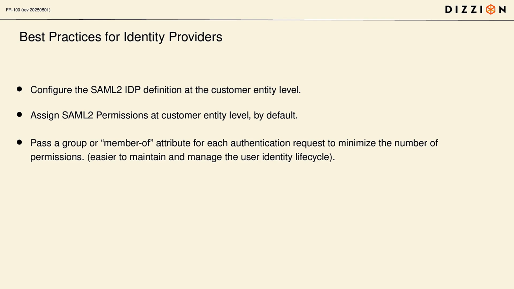Second, assign permissions at the customer entity level by default. This may sound counterintuitive, but you can make granular assignments to organizations and accounts at the customer level. This makes it easier to find all of your permissions from a single point in the hierarchy, reducing troubleshooting and maintenance over time. Third, pass a group or member of attribute for each authentication request to minimize the number of permissions. Using groups is also easier to maintain compared to assigning individual users to objects.